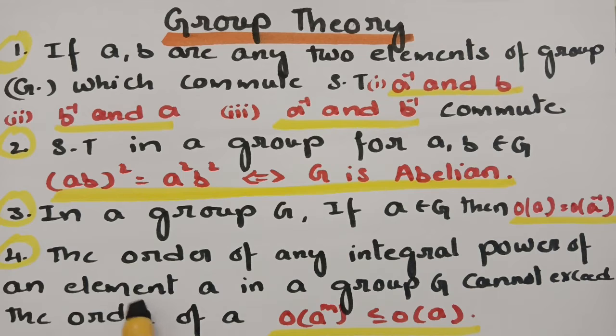Next, the fourth question is: the order of any integral power of an element A in a group G cannot exceed the order of A. That is, the order of A power M is less than or equal to the order of A.